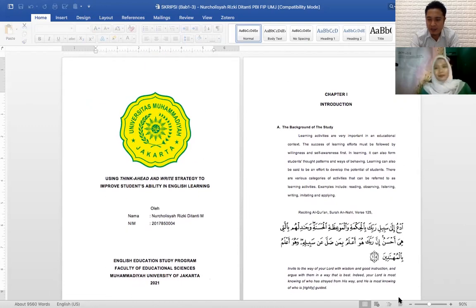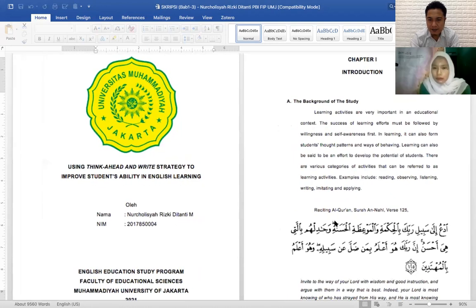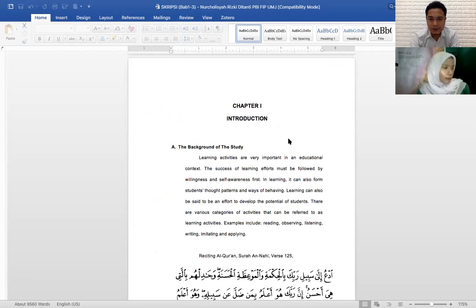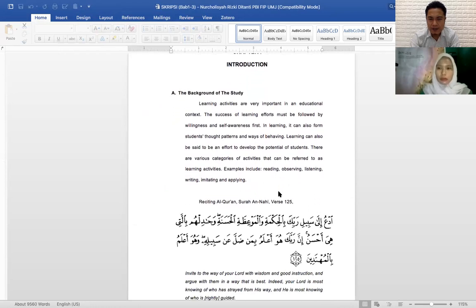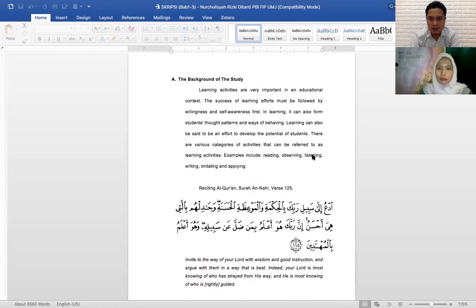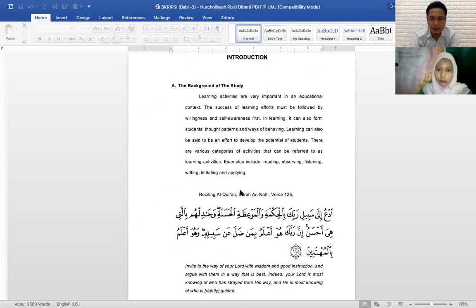Then okay, let's start with chapter 1. Your chapter 1, Tanti. Learning activities are very important in an educational context. The success of learning effort must be followed by willingness and self-awareness first. There are various categories of activities that can be referred to as learning activities. Examples include reading, observing, listening, writing, and applying. Okay, look at this one. Your last sentence here is about examples of learning activities, and then suddenly you put your, what is it?